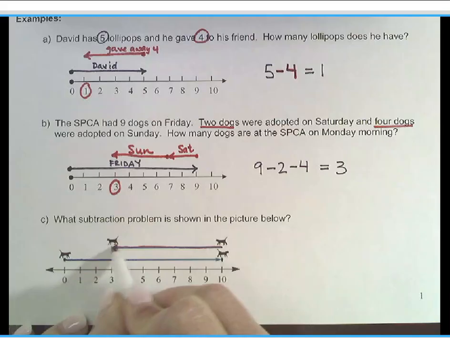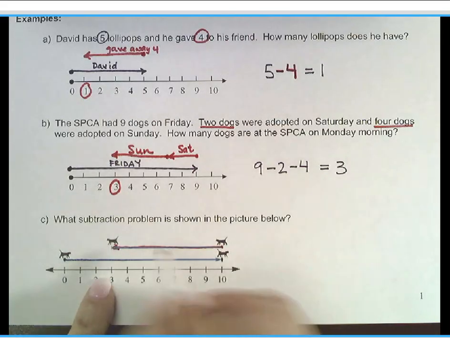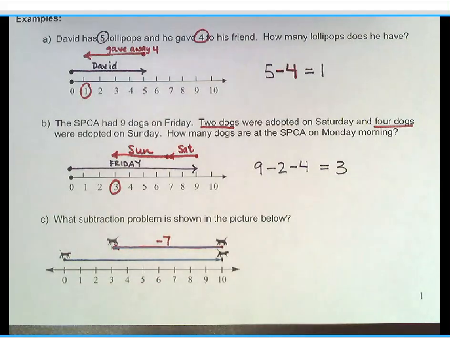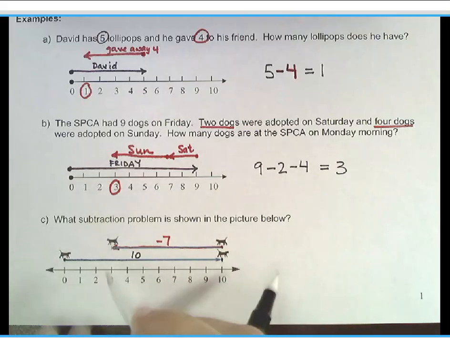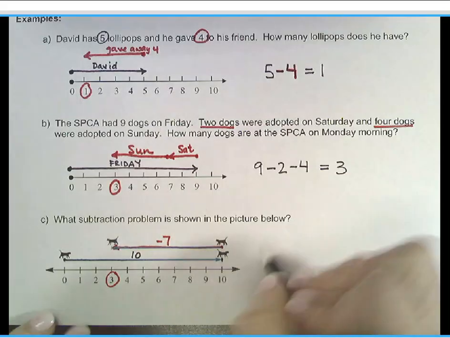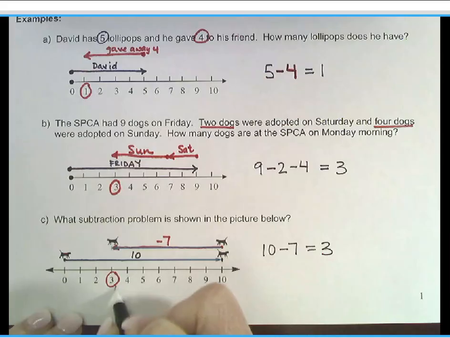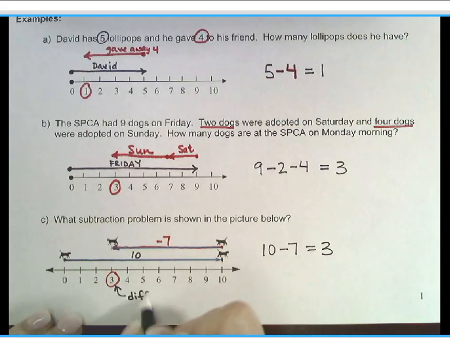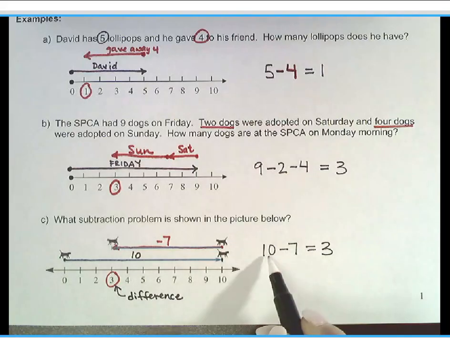We want to figure out how far back did it walk. Well, it walked from 10 all the way back to 3. So that was a distance of 7. So the cat walked up 10 and then it went back 7 and it ended up here at 3. So the problem that's being shown is 10 minus 7 equals 3. And that 3 again is called the difference. The 7 is the subtrahend, the 10 is the minuend, if you want all the fancy terminology. So that's how you draw subtraction on a number line.